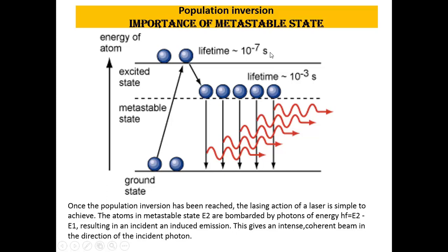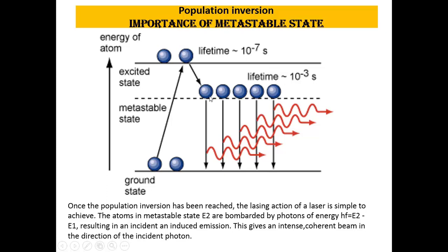That means even if the lifetime has been completed in the upper state, the electron will not go down to the ground state, but they can reside somewhere in between the two levels, and that level will be called a metastable state, which has a much higher lifetime as compared to this. That means they can stay here for a longer time as compared to the excited state.